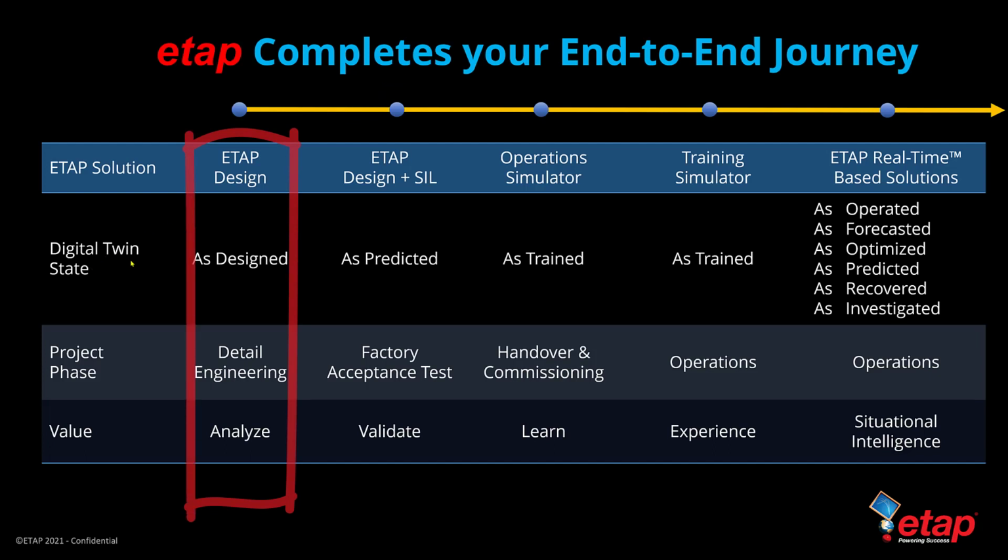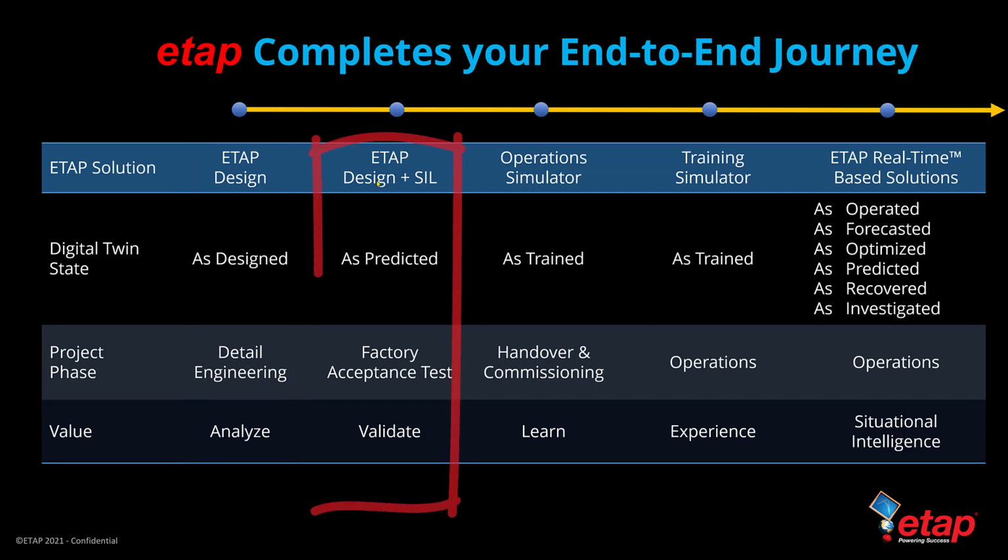The digital twin state is usually as designed when we are analyzing our electrical system. We are modeling the electrical single line diagram, and we are conducting load flow, short circuit, power quality, arc flash, and many different kinds of studies. This can be done in the conceptual and detail engineering phase, and the value that we extract from that model is the analysis of the electrical system. Now bear in mind, we don't want to lose this value, we want to retain this value all the way into operations.